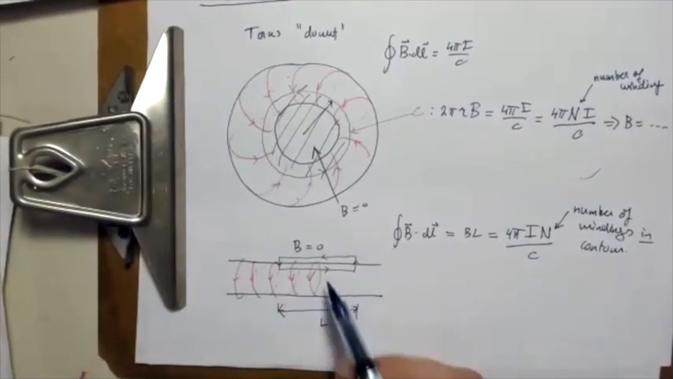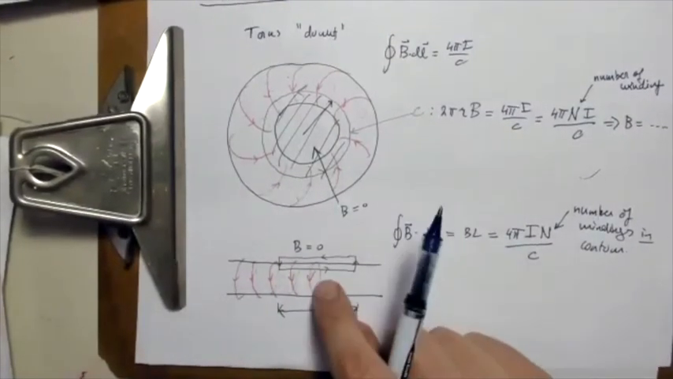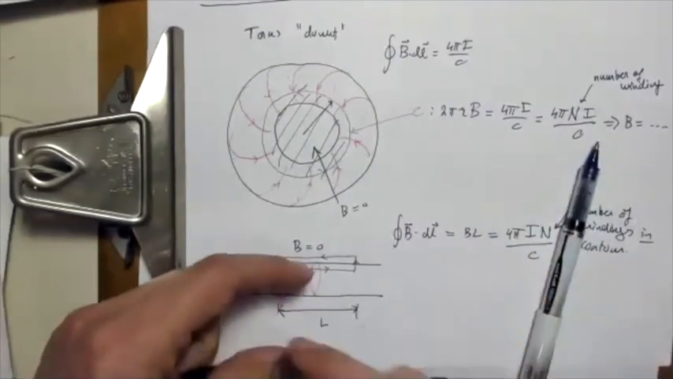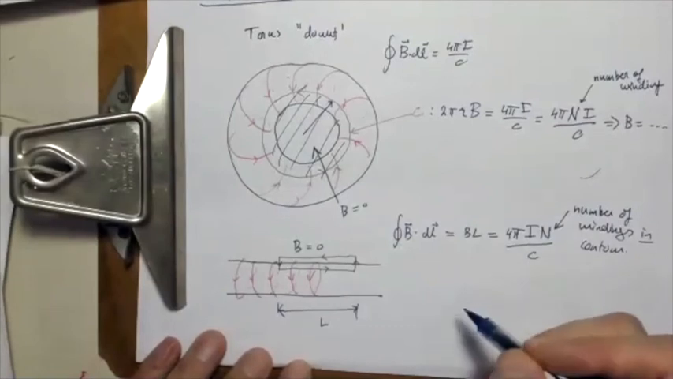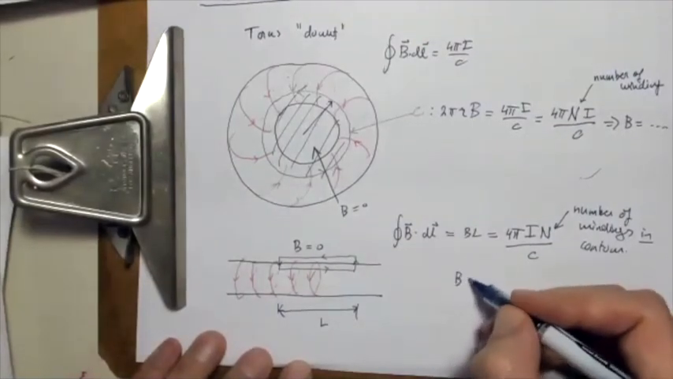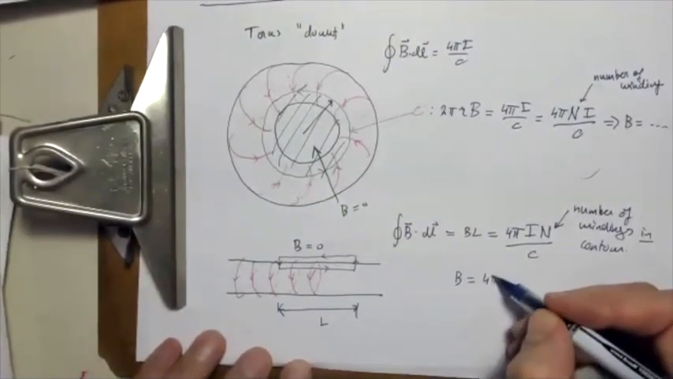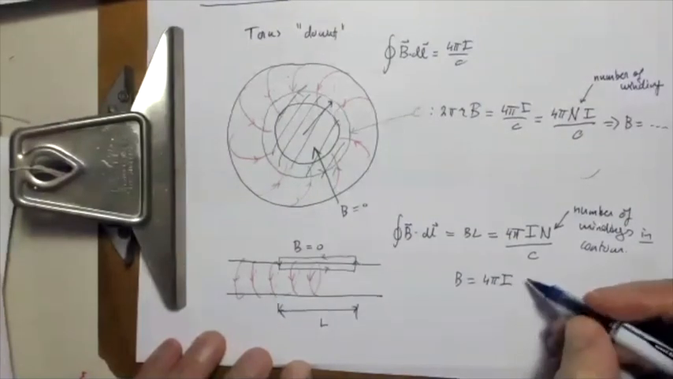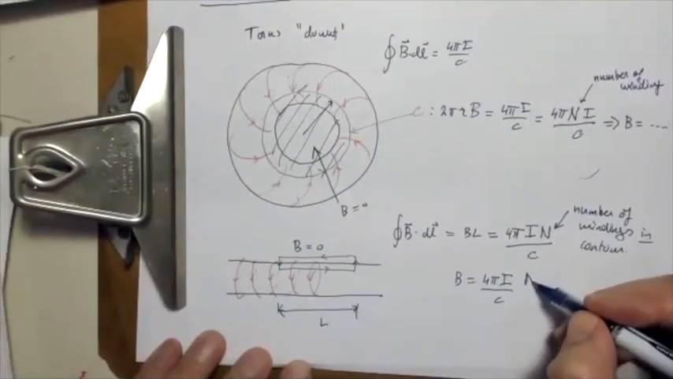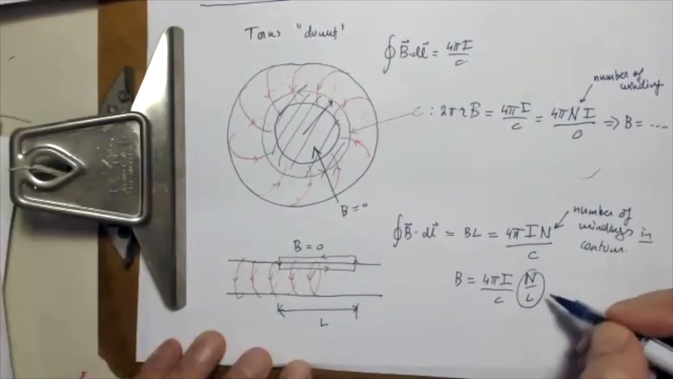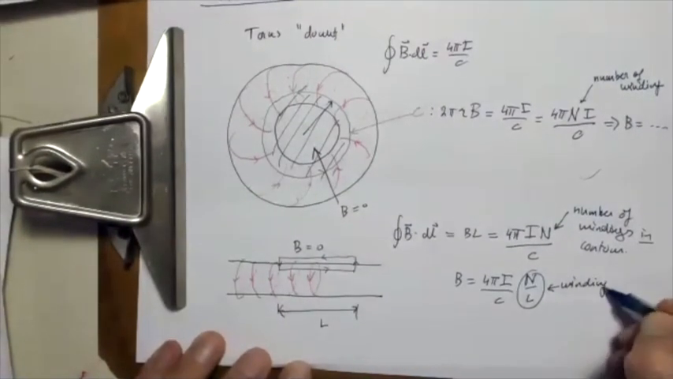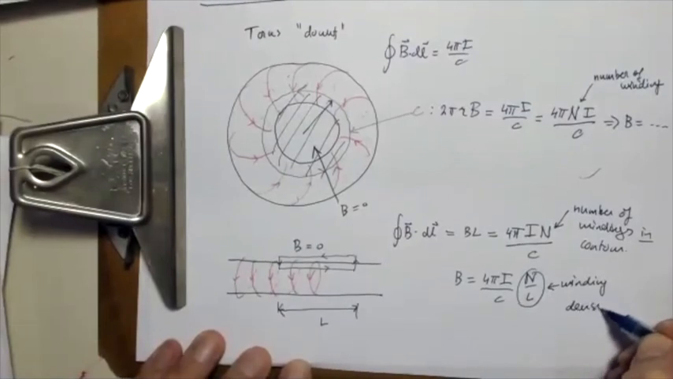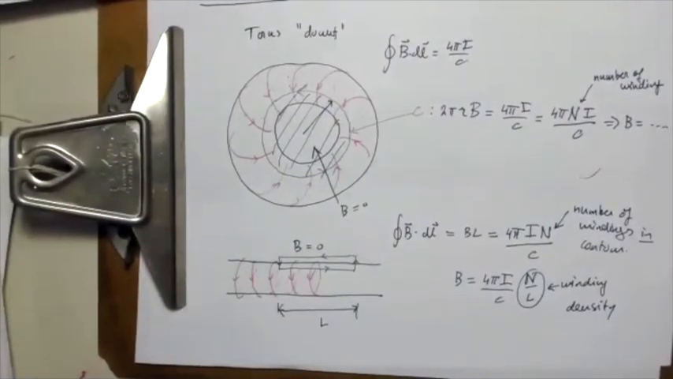All right, so in this case it's 2, and if we're doing this in a super high degree of symmetry, we pack our wires really, really close. Then we can just say this, and then we get B is 4 pi I over C, and then we have N over L. And now this is, of course, our winding density. So these are your general procedures.